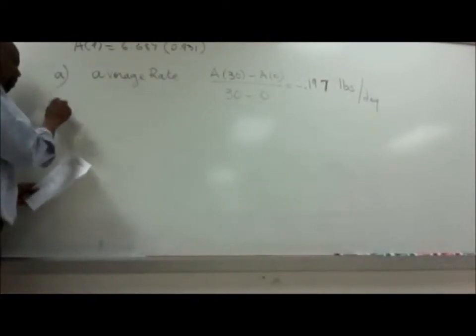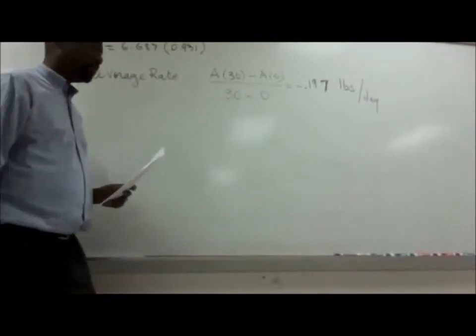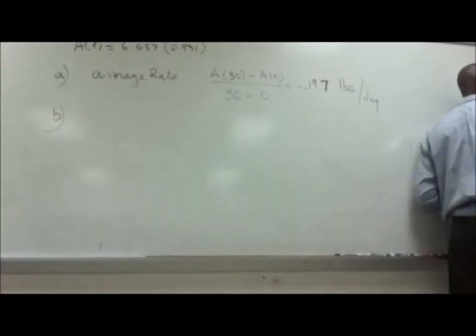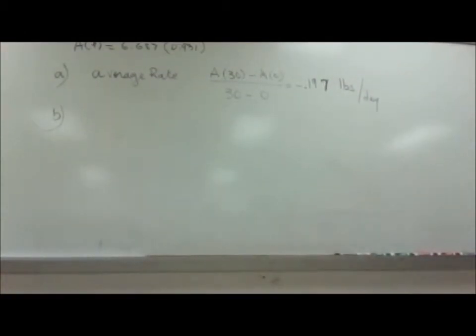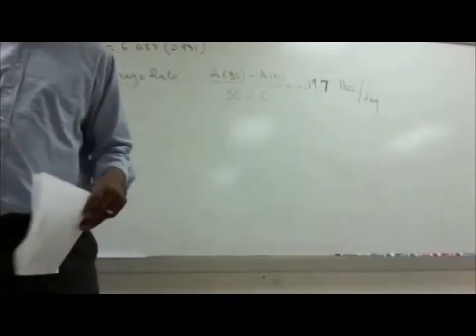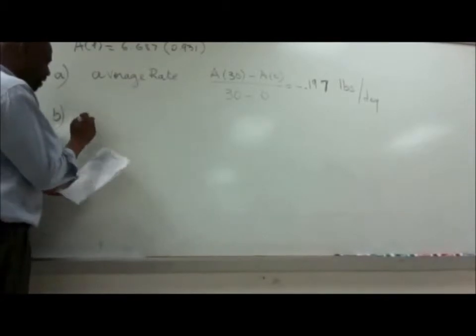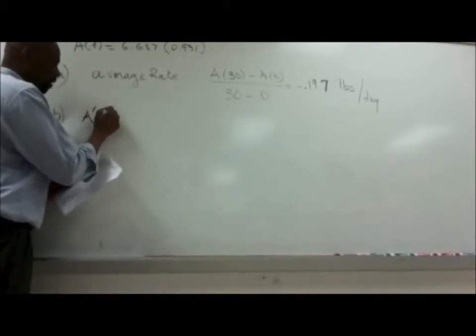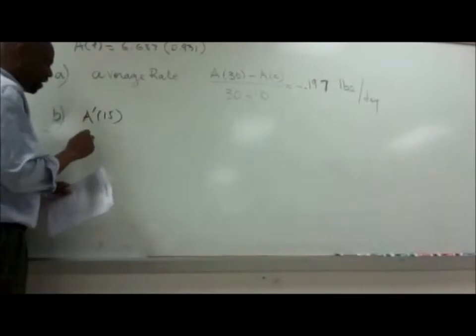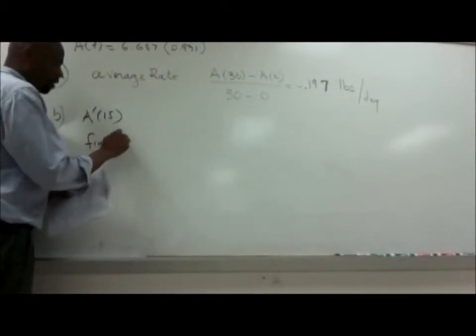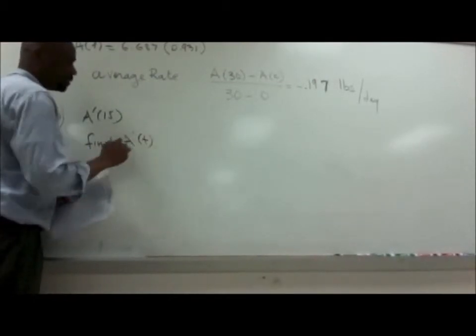B. All right? There are two ways of doing B. I'm going to show you how to do it without a calculator and how to do it with a calculator. First, without a calculator. They're asking about A prime of 15, so I need to find A prime of t first.